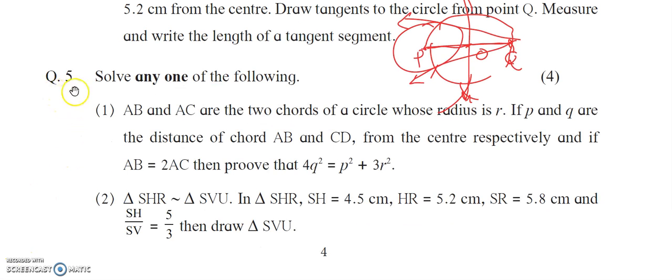Now next question, question number 5. Solve any one of the following. AB and AC are two chords of a circle whose radius is r. If p and q are the distances of the chords AB and AC from the center respectively, and if AB is equal to 2AC, then prove that 4q square is equal to p square plus 3r square.